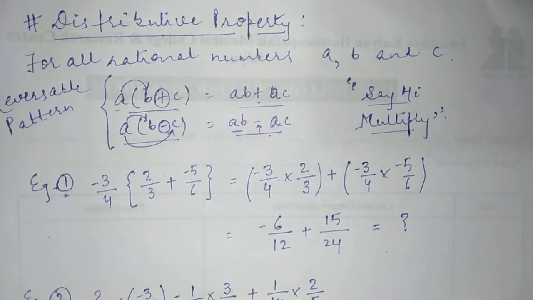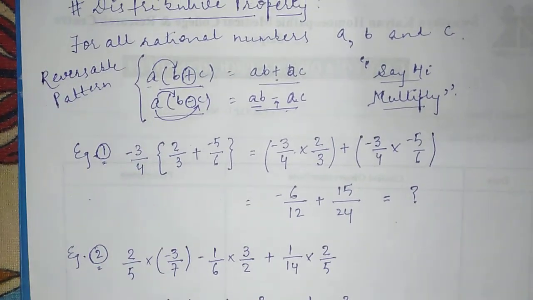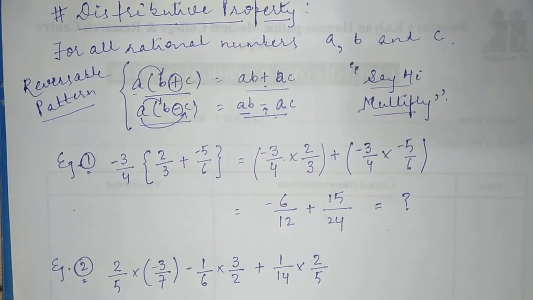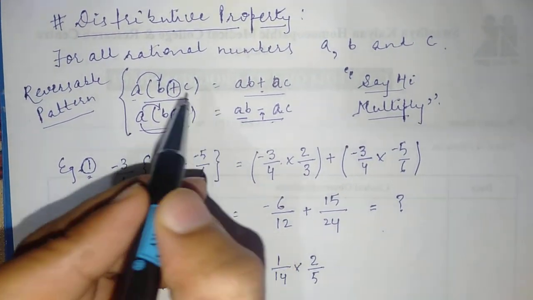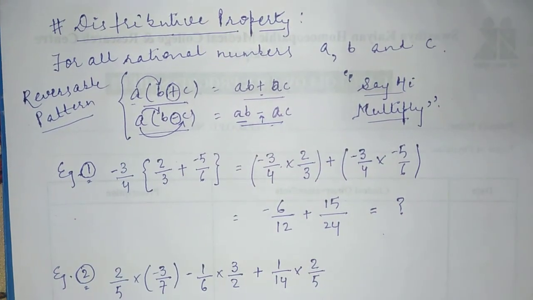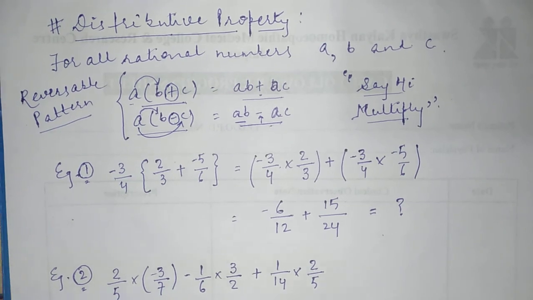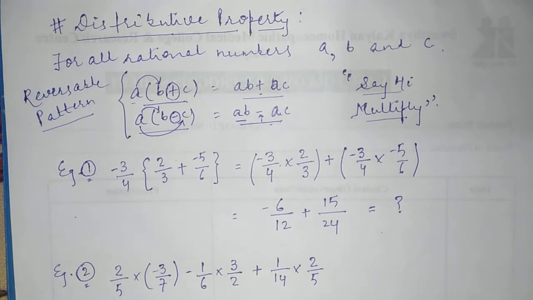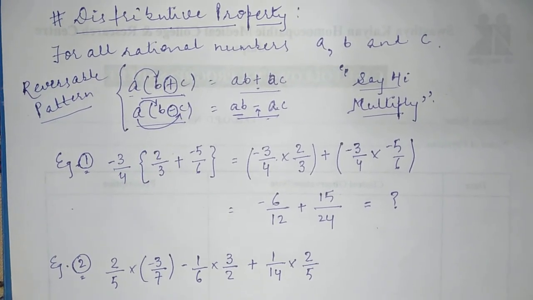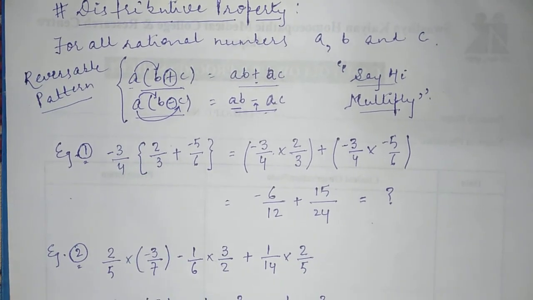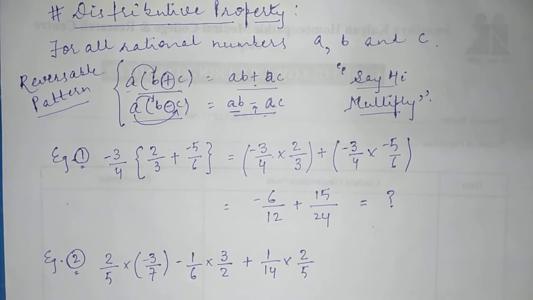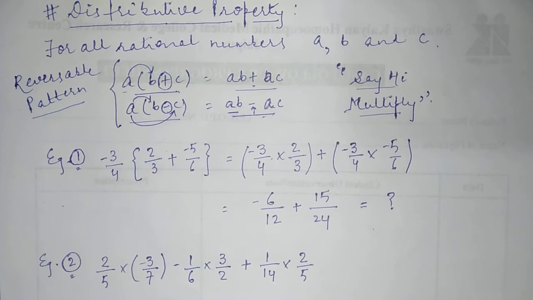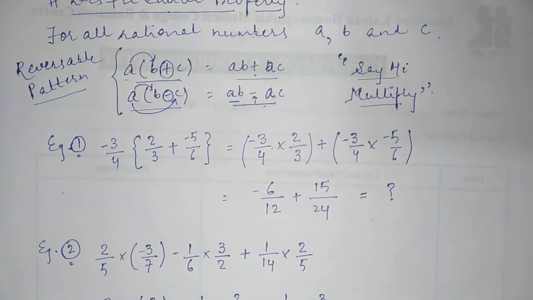And what is the interesting thing about this property is that it can be used in a reversible pattern. Now what does it mean? Reversible pattern means that the left hand side and the right hand side can both be used in either pattern, right? So for understanding how we use this property in a reversible pattern, let's take a few examples so that we could understand this property well, right?